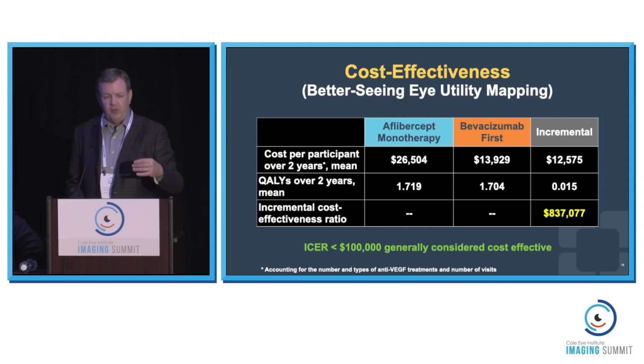As you can see, the lines are completely superimposed. This is a measure of utility over time of the better seeing eye. These are the number of QALYs, and there was no difference at all. When you look at the cost effectiveness of this, obviously starting bevacizumab first was much less expensive, and when you look at the incremental difference, the ICER, the incremental cost-effectiveness ratio, was $837,000. That's not a real number. But it gives you a number. What you're looking for, was it below or above $100,000? In general, ICERs that are below $100,000 are considered cost-effective, above or not.